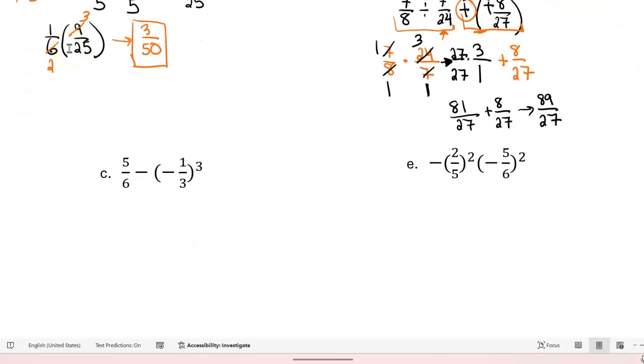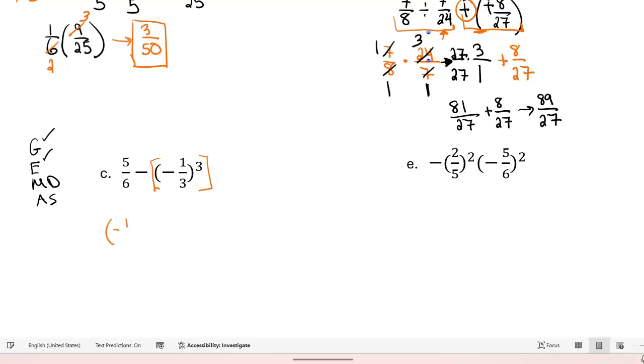All right, so I'm writing GEMDAS again because I need my map. Go ahead and pause the video and try this one, and then turn it back on and see if we end up with the same thing. Okay, so grouping, I don't have. Exponents, I do. So I'm going to pull this part out. Okay, going to go ahead and figure out what that is.